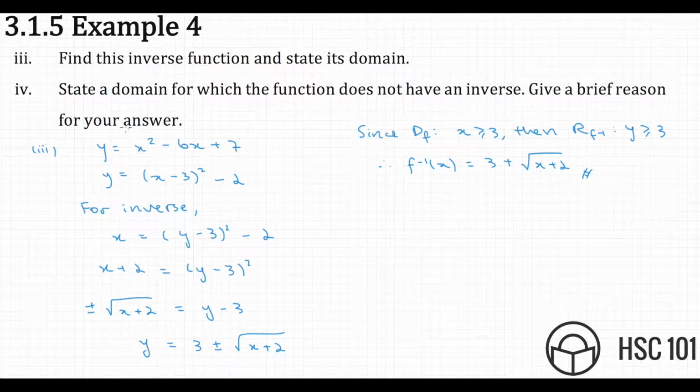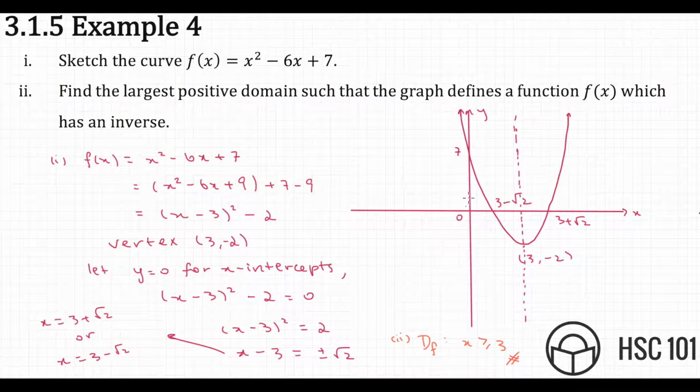Now for part 4, we want to state a domain for which the function does not have an inverse function, and give a brief reason for our answer. We know that in part 1, when we looked at the graph, we restricted the domain of the function to x larger than or equal to 3 so that the function is 1 to 1. In other words, when we have the right half of this parabola, if I give you a y value, we can identify a unique x.